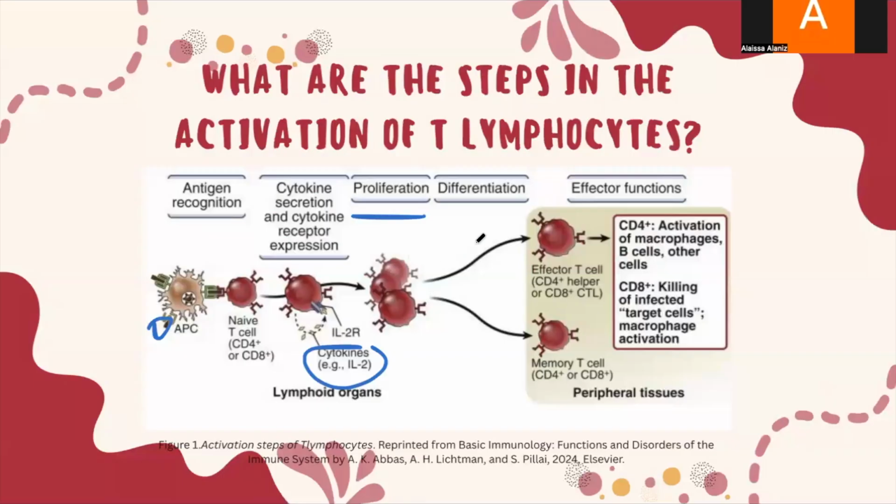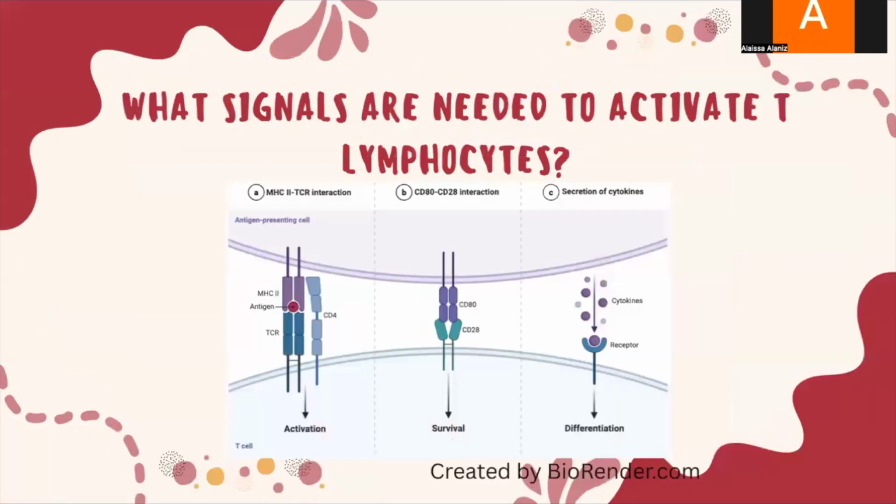Step 4, differentiation. These newly formed T cells are differentiated into different types, including effector T cells and memory T cells that will help fight infection and provide long-term immunity. Step 5 is the effector functions. Effector T cells travel to infected tissues and perform their immune functions. Helper T cells activate other immune cells, while cytotoxic T cells destroy infected cells. Memory T cells remain in the body and allow for a faster response if the same pathogen is encountered again.